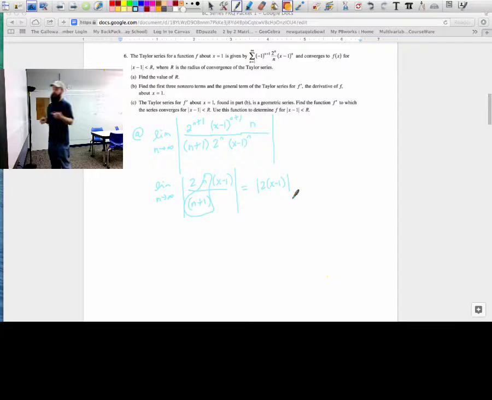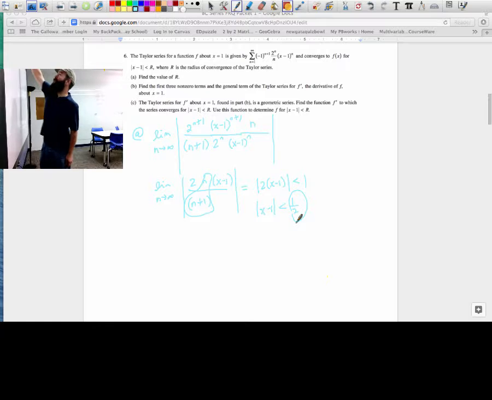Ratio test says this converges if this is less than 1. So in order for the absolute value of 2 times x minus 1 to be less than 1, the absolute value of x minus 1 has to be less than 1/2. And that is what they were asking you to find. X minus 1 was less than r, radius of convergence. Value of r is 1/2.